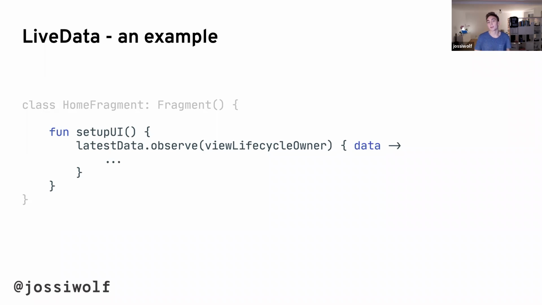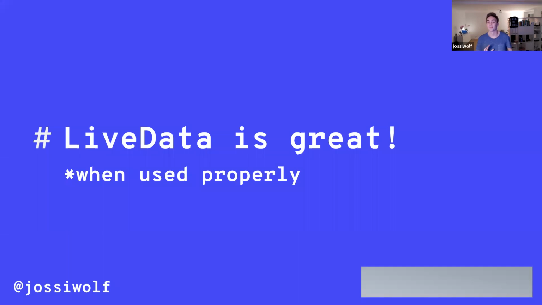So you get a lot of nice things out of the box, and LiveData has been recommended for a long time to be used for communication between view models and the UI layer, be it activity, fragments, whatever you might be using. So we learned we really like LiveData. At my company, we really like relying on LiveData, and LiveData is great. I don't want this to be a rant about LiveData. That's not what it's supposed to be. But there is a caveat to this, which is LiveData is great when used properly. Now, this applies to literally everything, I know.